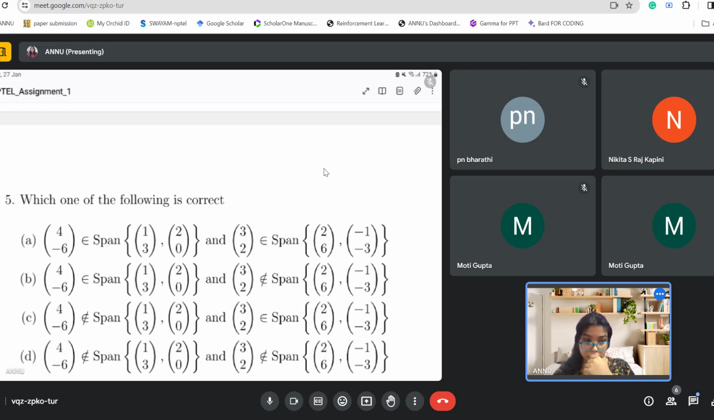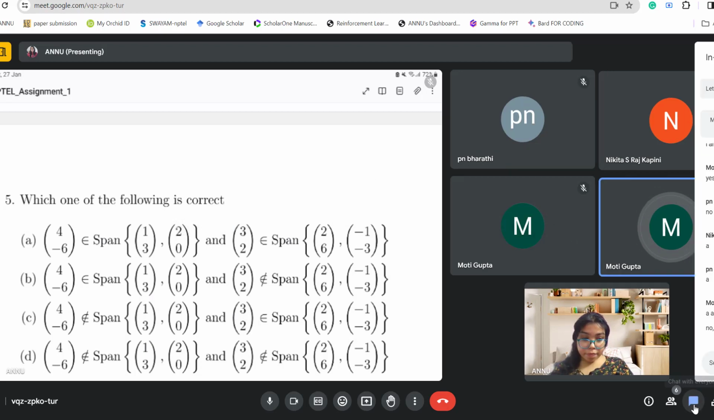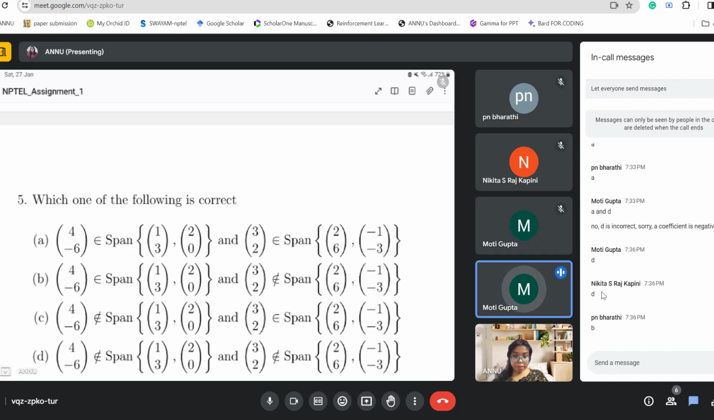Otherwise, no. 3, 2 will definitely not belong, because you can see that 2, 6 and minus 3, minus 3 are actually linearly dependent. They are just multiples of each other by constant scalars. So I made a mistake here. It could belong. So the right answer would be B, actually.